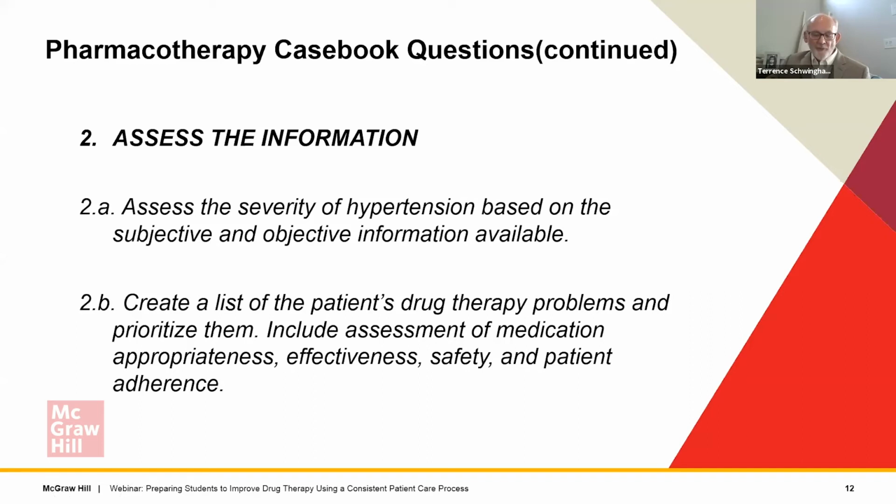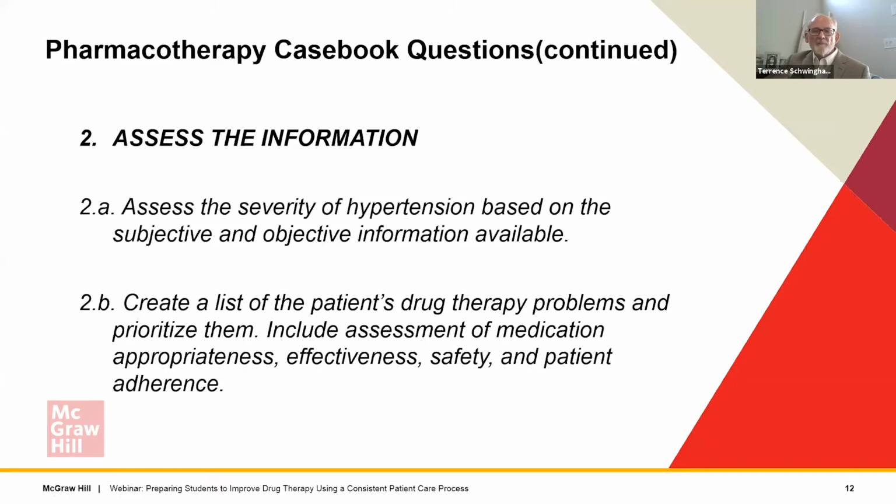After that, then, this is a really important step, and Stuart talked about this at length. Create a list of the patient's drug therapy problems and prioritize them. For each of them, assess the appropriateness of the medication, its effectiveness, its safety, and whether the patient is able to take the medication.